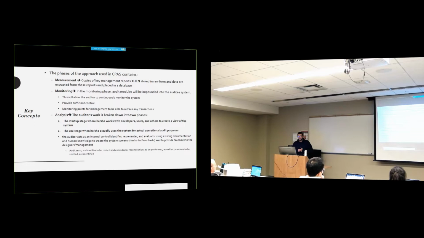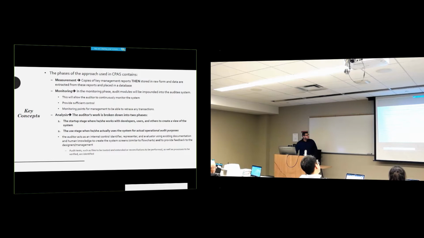Analyzing here is where the audit work is broken into two stages. The first one is the startup stage, where the auditor works with the developers, users, and other reviewers of the system. The second stage is the use stage, when he or she actually uses the system for actual operation on this procedure. Here the auditor acts as internal audit, internal control. Some of the other tests could be files to be posted and extended or reconciliation to be performed.